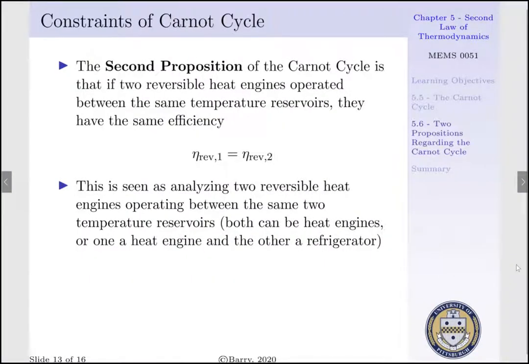The second proposition of the Carnot cycle is that if any two reversible heat engines are operated between the same temperature reservoirs, they must have the same efficiency. That is, if we have a reversible heat engine 1 that operates between TH and TL, and then we place a reversible heat engine 2 that operates between TH and TL, they will have the same efficiency.